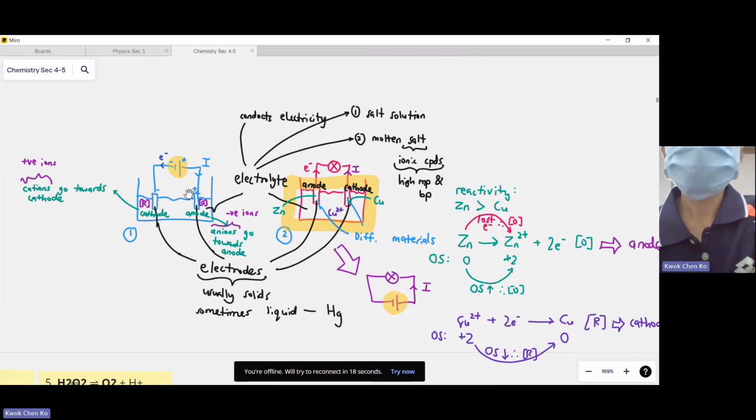All right, but simple cell. Simple cell is a battery. Itself is the battery.